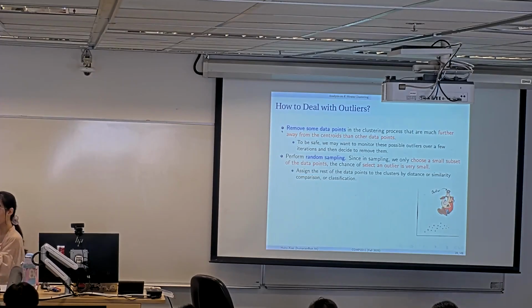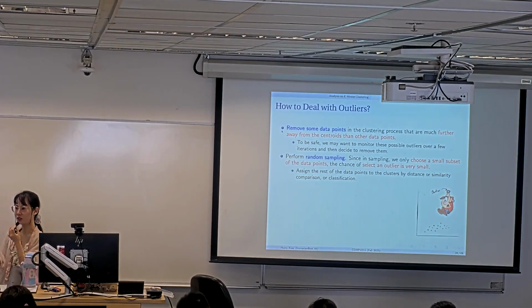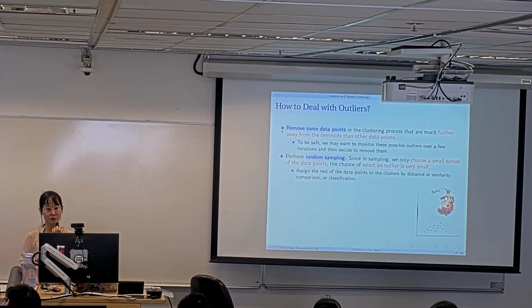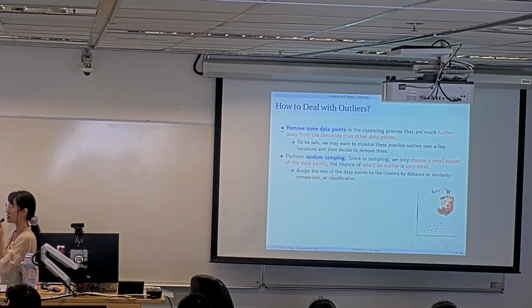But to be safe, we may want to monitor these possible outliers over a few iterations and then decide to remove them. If in some consecutive iterations you find that this point is always very far away from all the centroids, then possibly it's an outlier, and you can remove it. This is the first way to deal with outliers: during training, you monitor all the distances you have computed, identify outliers, and remove them.